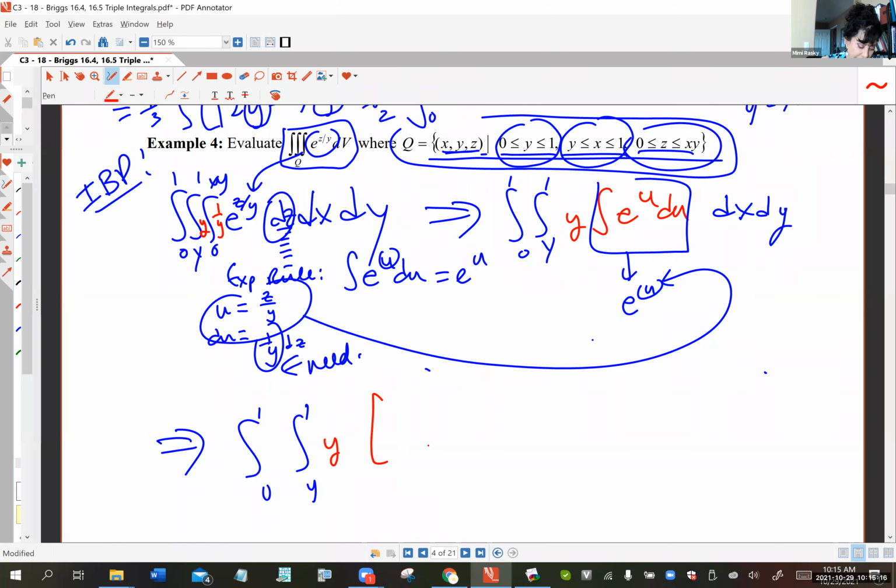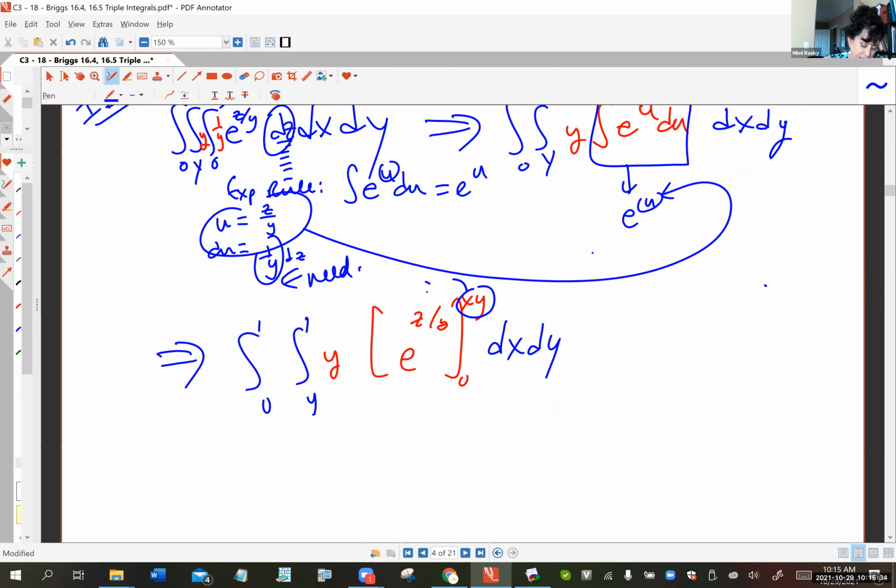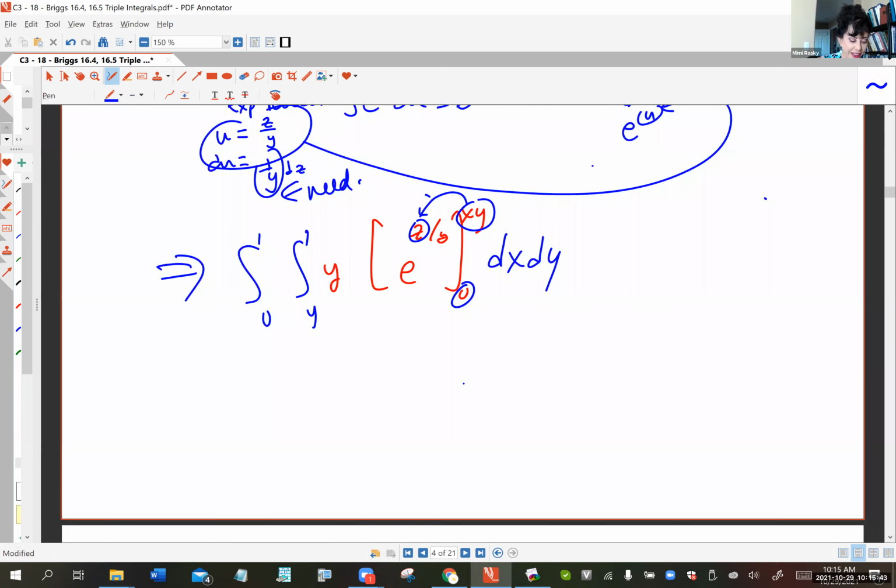So I'm going to have my e to the z over y, and I'm going to evaluate that between the limits of 0 and xy. And I still have my dx and dy out here. Now, we're going to plug in the upper limit first, and you substitute it in place of the z because we just got done integrating with respect to z. And don't discount the 0, even though a lot of times when you substitute the limit of 0, everything goes to 0. This one is not. So watch out, because that's a common silly mistake that people make, especially on a quiz or a test, because they're in a hurry.